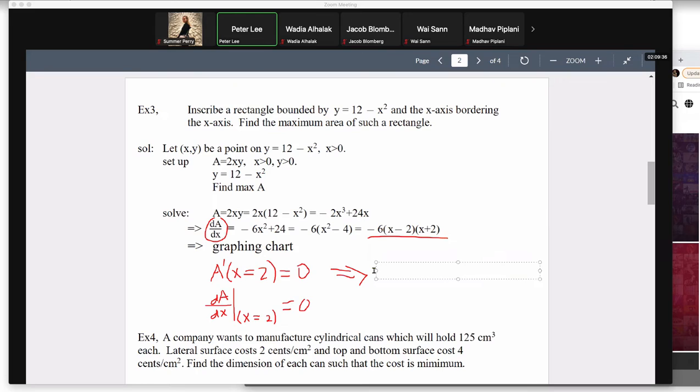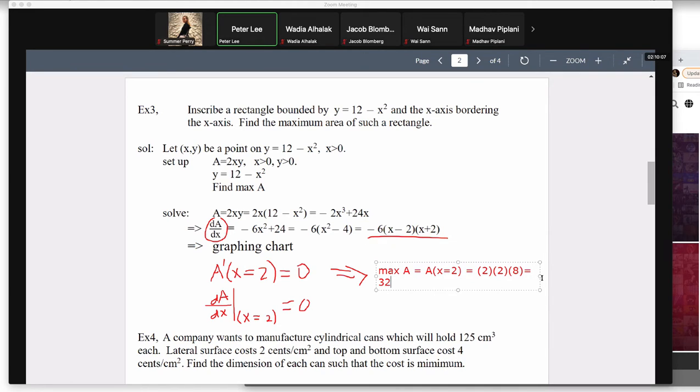Therefore, max A occurs at A when x equals 2. The question is, am I going to accept this now? And then this comes out to be what? 32. So this comes out to be 2 times, and then 2 times, and that will be 8. And then you write 32.